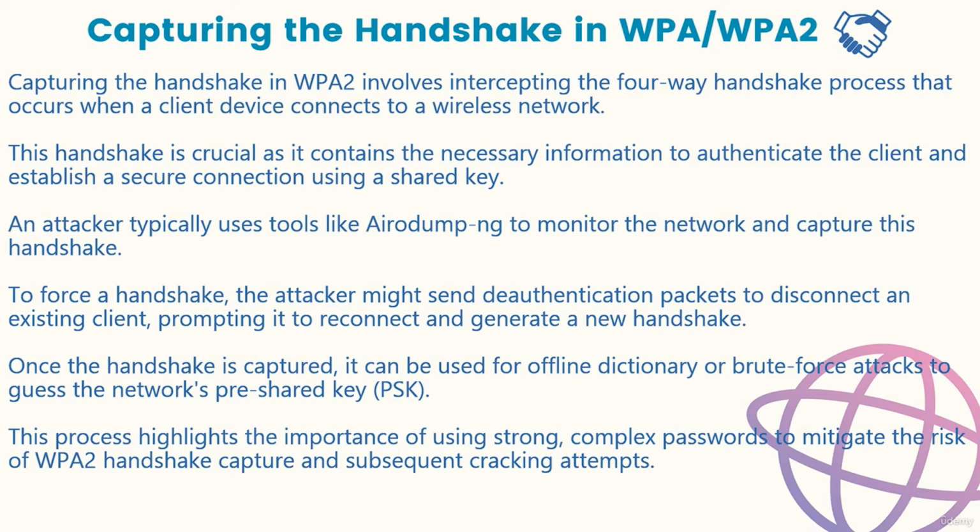In this video, let us take a look at capturing the handshake in WPA and WPA2. Capturing the handshake in WPA2 involves intercepting the four-way handshake process that occurs when a client device connects to a wireless network. This handshake is crucial as it contains the necessary information to authenticate the client and establish a secure connection using a shared key. An attacker typically uses tools like Airodump-ng to monitor the network and capture this handshake.